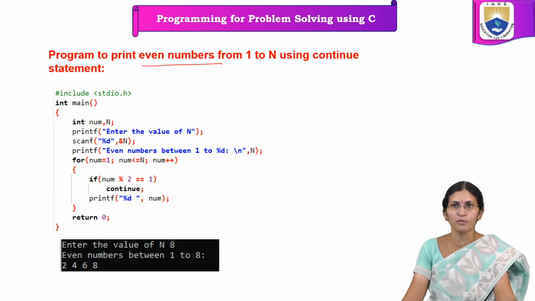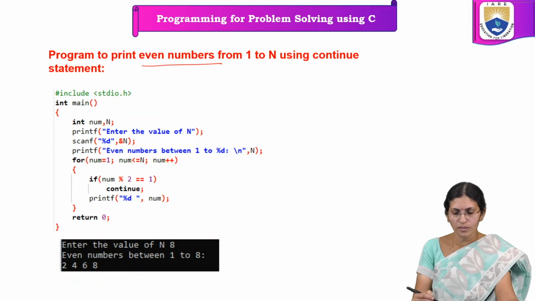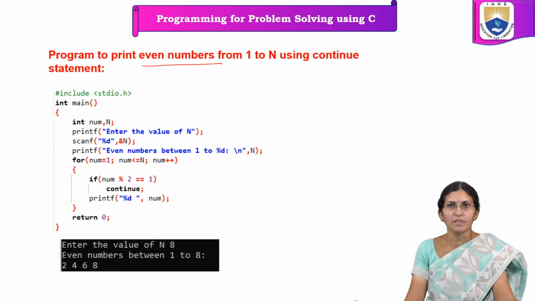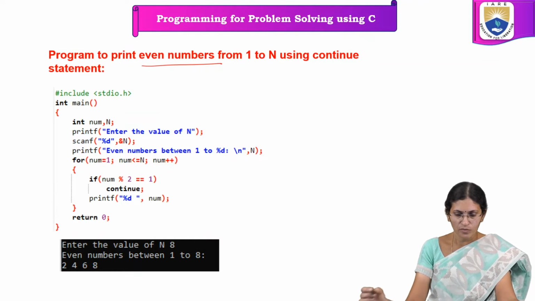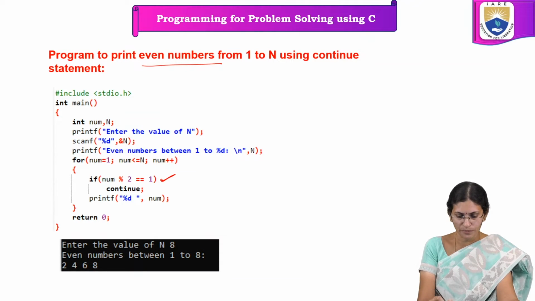So in the previous program, we skipped all the even numbers and added only the odd numbers. Now here we'll skip the odd numbers and print only the even numbers. So the condition to check whether the given number is odd, so that we can skip it, is this one.